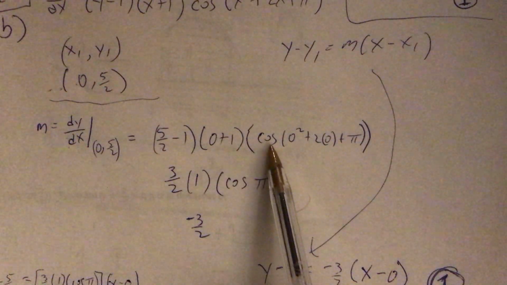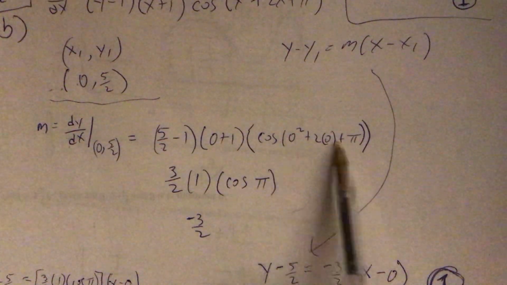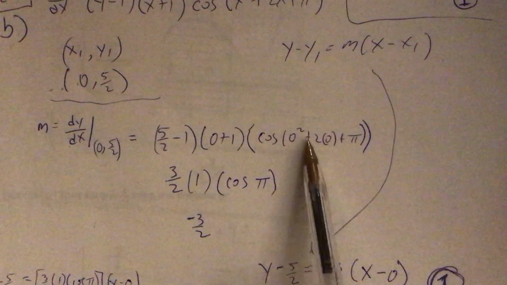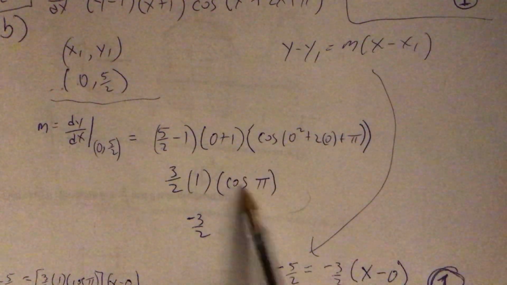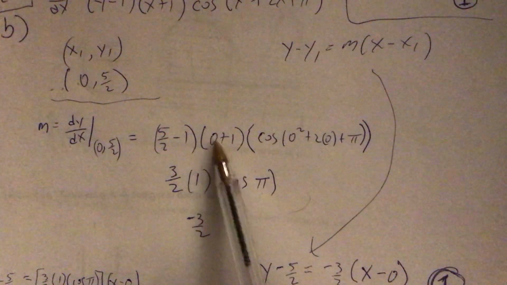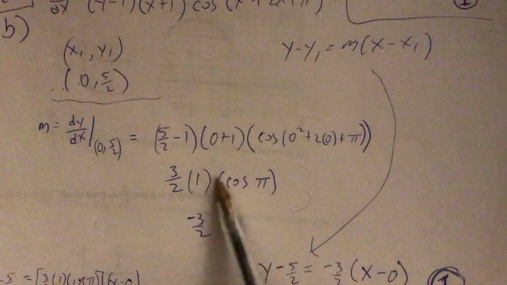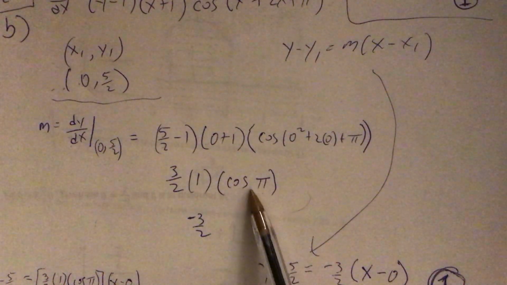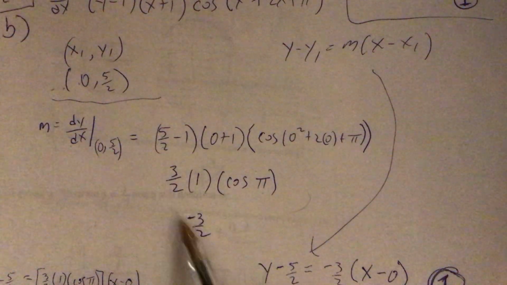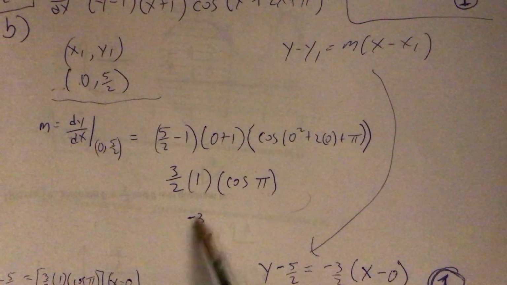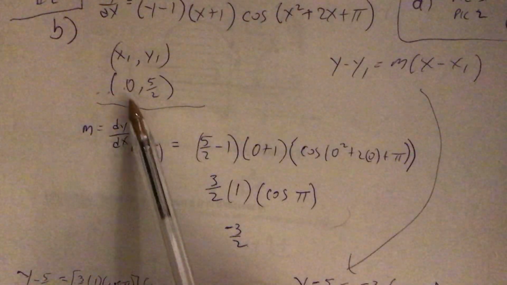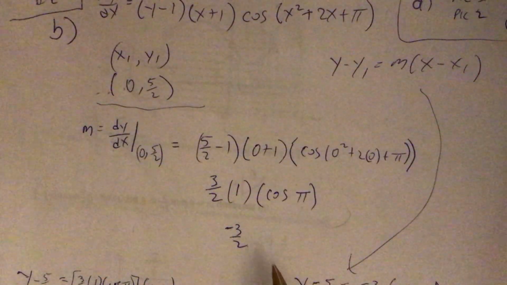The trig here, make sure with this cosine, don't distribute the cosine. Just find out what this inner number is. This inner number comes out as pi, so we need cosine pi. 0 plus 1 is 1, and 5 halves minus 1 is 3 halves. Cosine pi is negative 1. So if you multiply negative 1 times 3 halves, you get negative 3 halves. That's the slope. So what you've got is the spot you're going through and the slope at that spot.